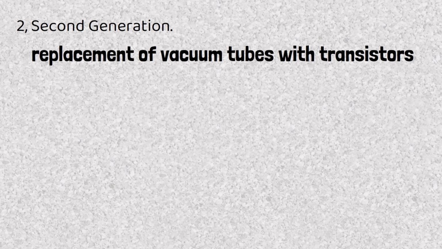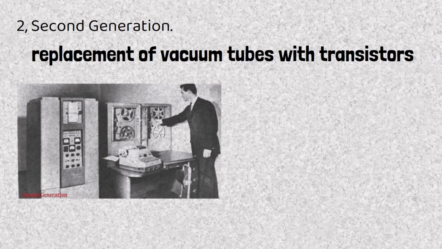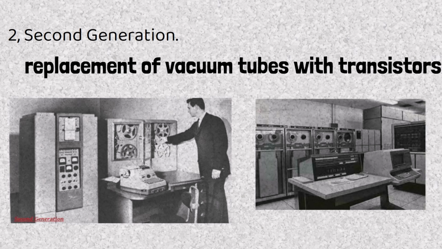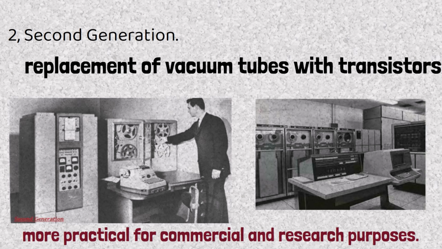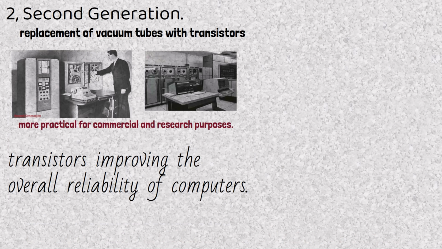Second generation. The second generation was the replacement of vacuum tubes with transistors, which were smaller, more reliable, and consumed less power. Transistors made computers more compact, efficient, and affordable. Now let's see the key features of this computer generation. Size. The computers were transistor-based, which means they were much smaller than the first generation. Speed. Processing speeds improved, making computers more practical for commercial and research purposes. And for reliability, transistors were less prone to failure than vacuum tubes, improving the overall reliability of computers.